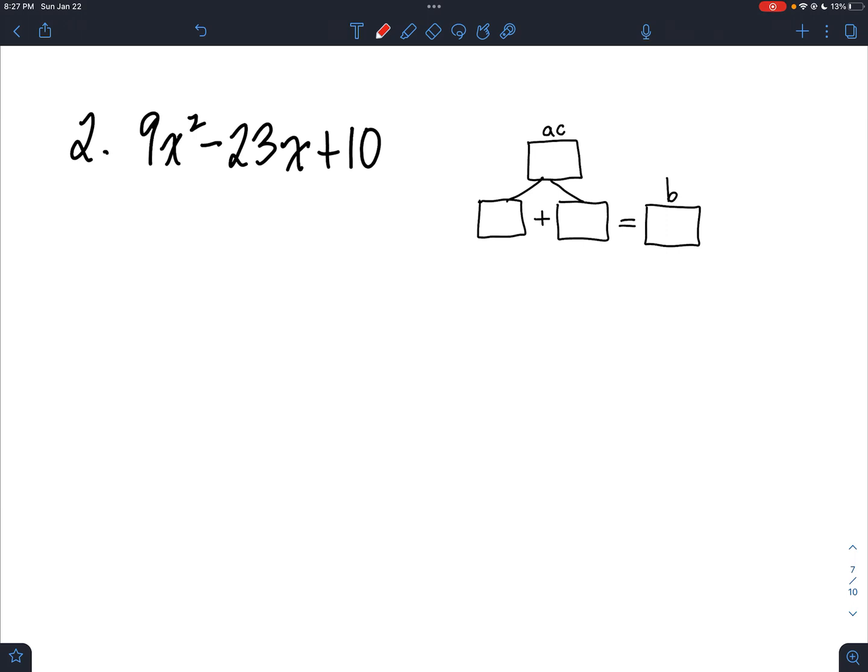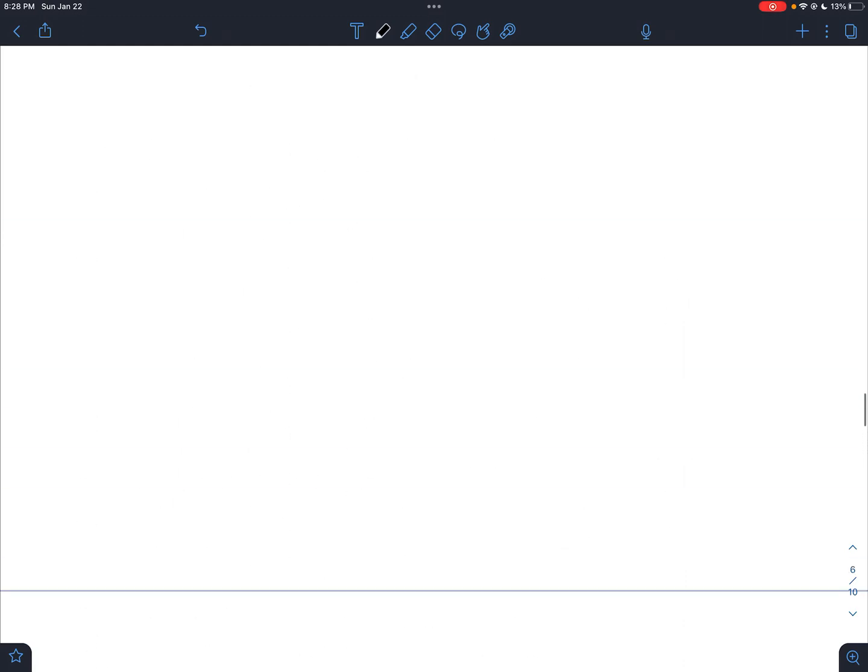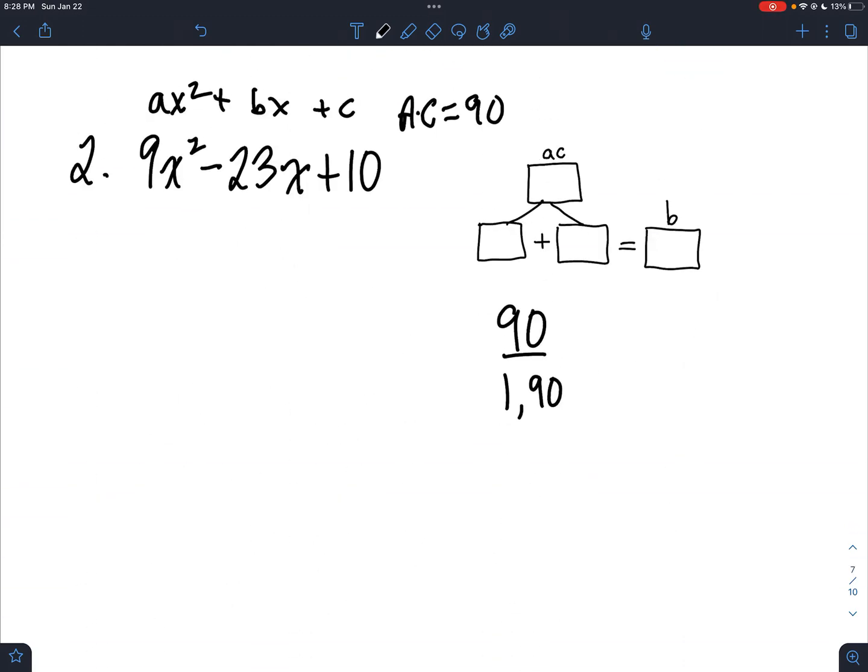Okay. Let's try this one. So we got the template. Don't do factor pairs of 10. Don't do that. Do factor pairs of 90. Remember, it's AC. That's why it's called AC method, because it's A times C is 90. Remember, this is AX squared plus BX plus C. So 90. 1 and 90. Typically, it's like never 1. Rarely do you ever see problems that use the first one, because it just results in stuff that's so big.